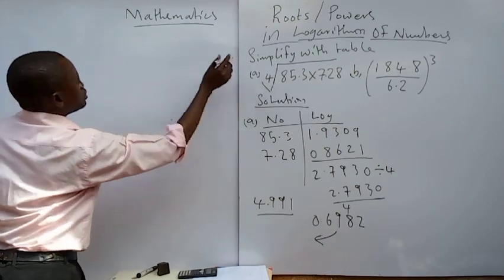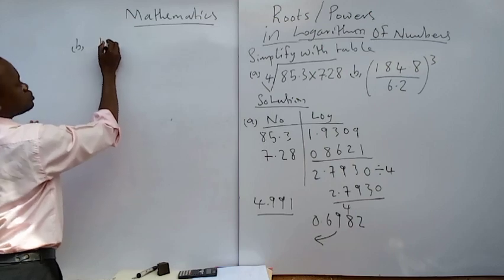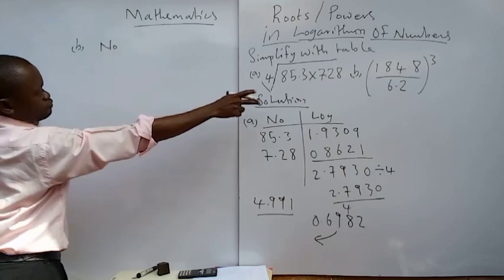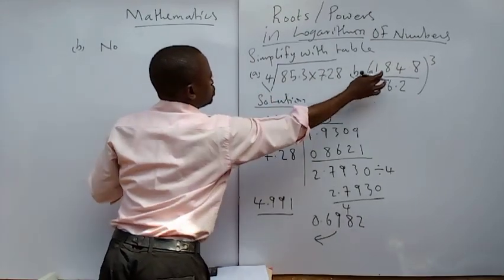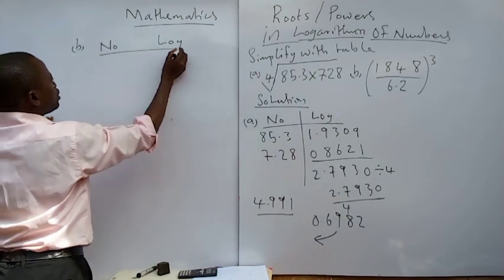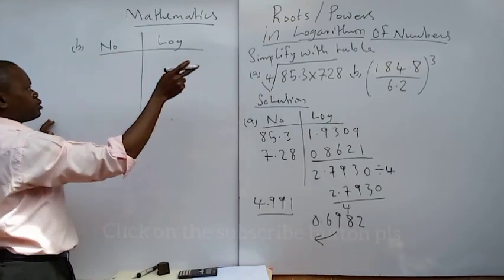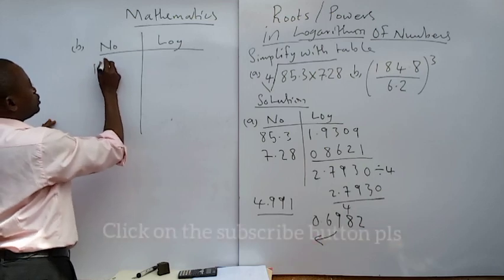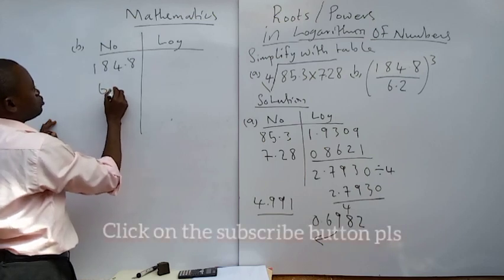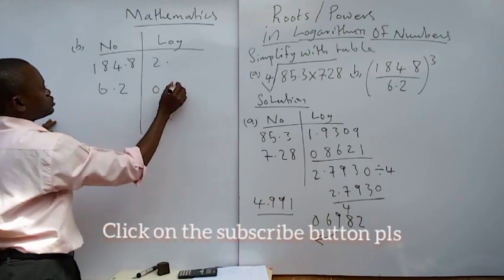All right. The next question is already there. Evaluate with table. Okay. Number log, and that we have, you remember that is what I used to explain division of logarithm. Now I have added power to it. We have 184.8, and here we have 6.2. This is 2 points and this is 0 points.